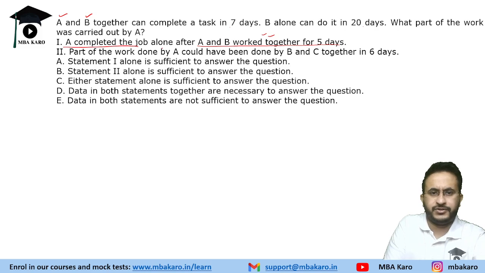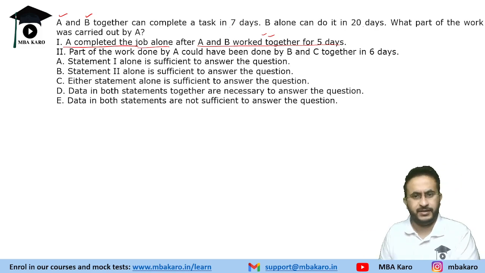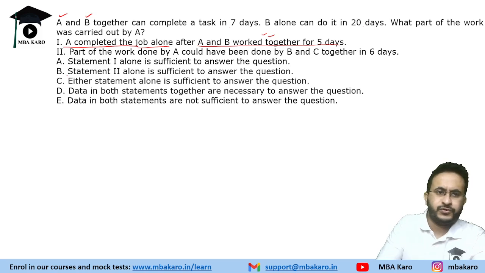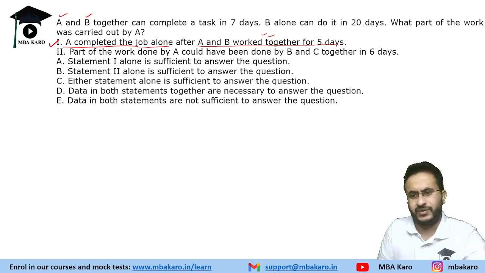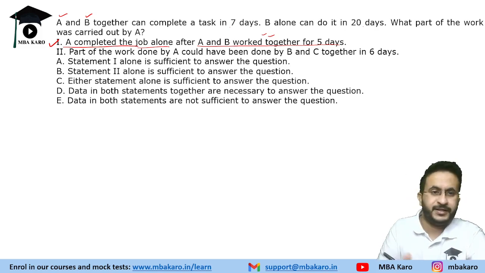Now A completed the job alone after that. So we can find how much part A will complete. Since we know their individual efficiency, we can tell what percent is completed by B and what is done by A. So from 1 alone, we can answer this question, how much part A will complete. Do let me know in the comments if you calculated how much part A completes.